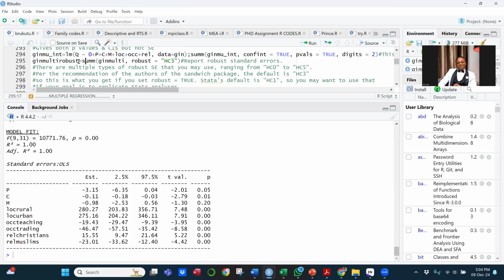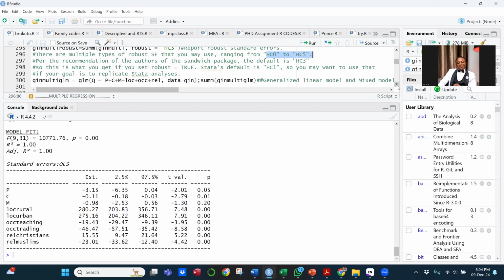And this command will give you robust standard errors. The HC3 is a heteroscedasticity-consistent standard error that corrects for heteroscedasticity. There is HC0 all the way up to HC5. The 3 is the default, but if you understand the others, you can use them. So that's it. You get this if you set robust to true.